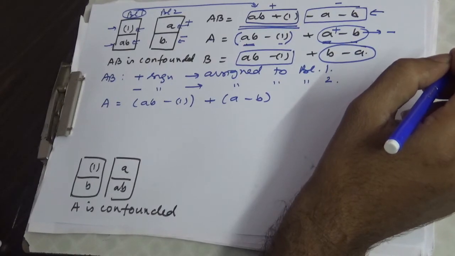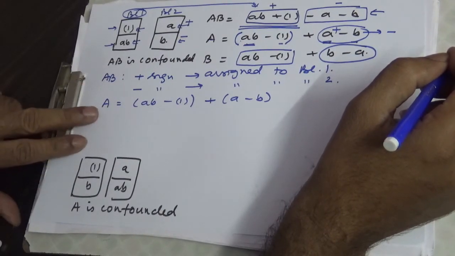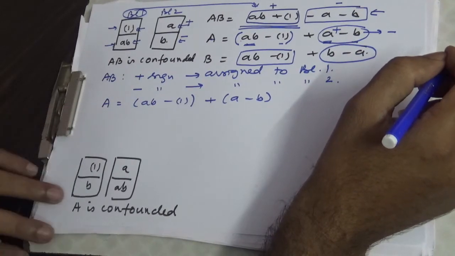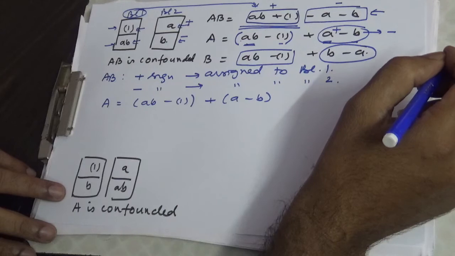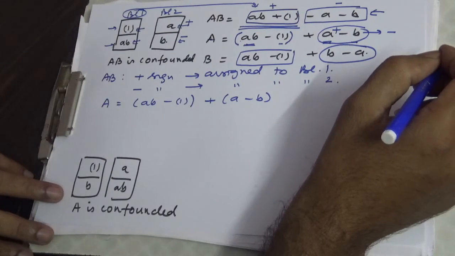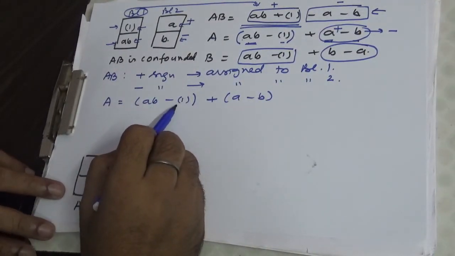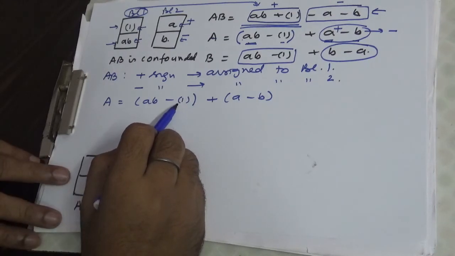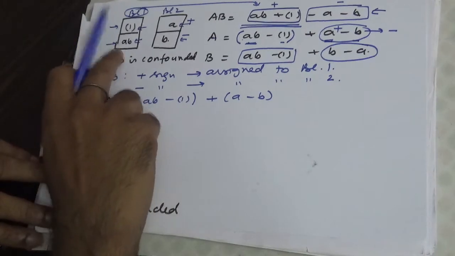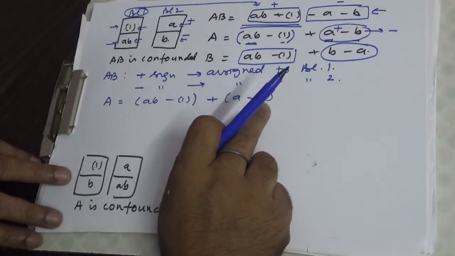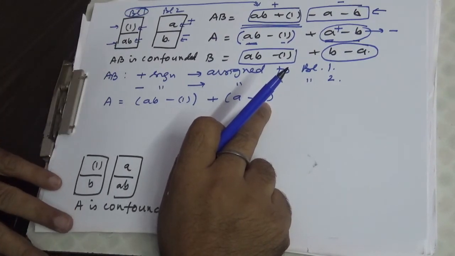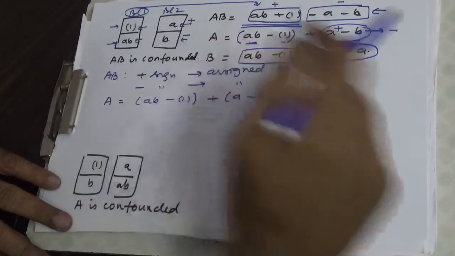What you can observe here is that the treatment combinations which have been assigned to block number 1 have been assigned in such a way that they are making a linear contrast within a block. Right. AB minus 1 is preparing a linear contrast. So this AB and 1 have been assigned to block number 1. Similarly, A minus B is also making a linear contrast, an elementary contrast. They have been assigned to block number 2.